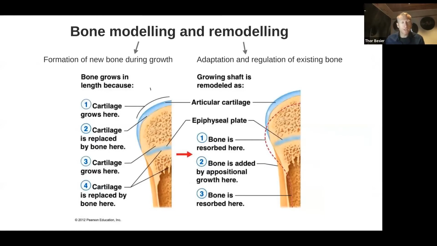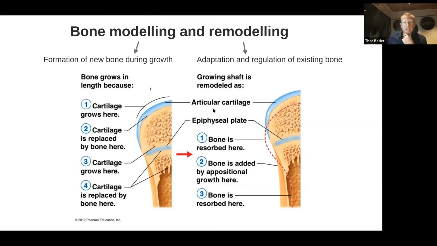Well, bone modeling is the formation of new bone, and this is the formation of bone that we see during growth and development. And of course, this happens around epiphyseal plates. So we have a diagram here showing the cartilage that's part of the epiphyseal plate, as well as the cartilage that's at the surface of the joint.